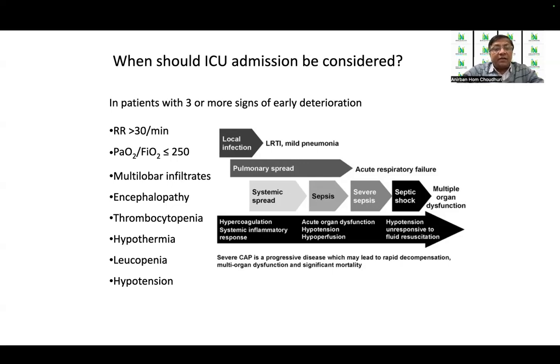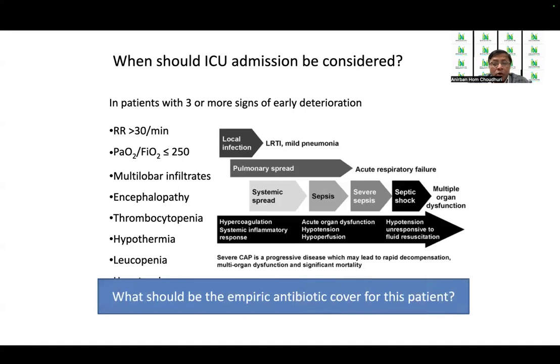So local infection can cause LRTI with mild pneumonia, but when there is pulmonary spread, it progressively causes sepsis, severe sepsis. Severe sepsis is not there as per Sepsis-3, so it goes to septic shock with multi-organ dysfunction. And because of the hypercoagulation and the systemic inflammatory response, the patient develops severe hypotension, which becomes unresponsive to fluid resuscitation over a period of time. So severe CAP is a progressive disease which leads to rapid decompensation, multi-organ dysfunction, and finally, it can lead to mortality. So what should be the empiric antibiotic cover for this patient?